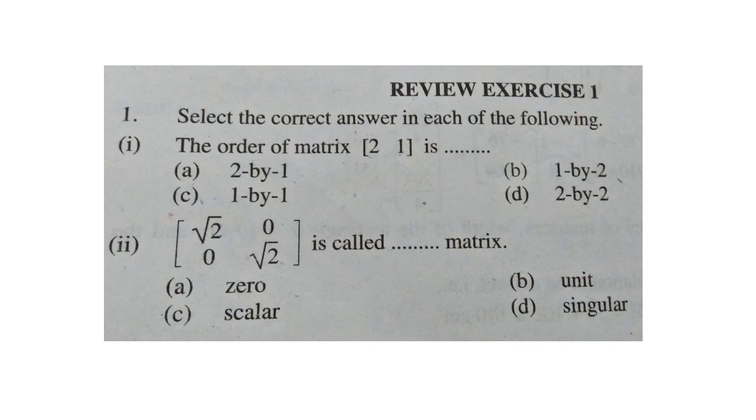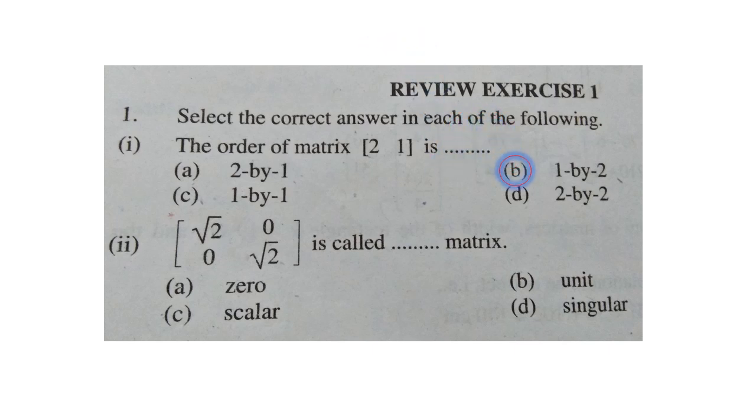Part 1. The order of matrix this is. We know that order of a matrix is number of rows by number of columns. Dear students, you can see that in this matrix we have one row and two columns. So its answer is 1 by 2. That is option B is correct.